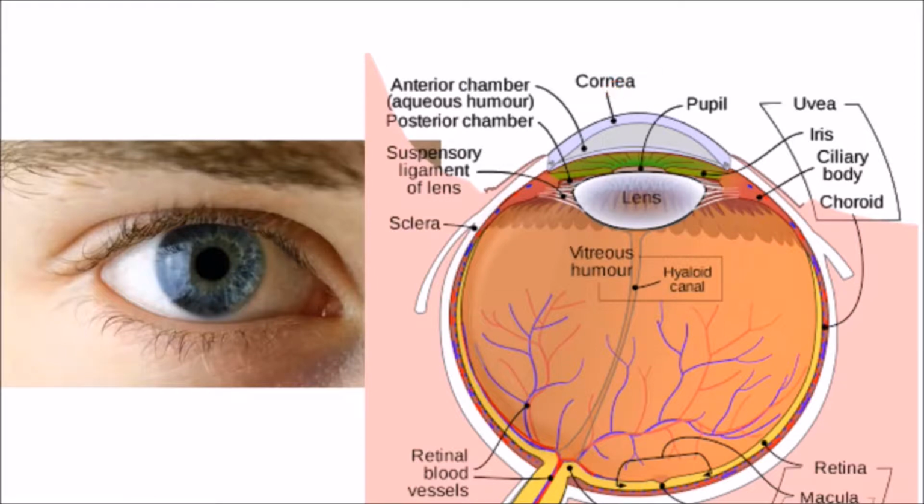Sometimes when we enter a dark room, we are not able to see anything for a few seconds. Why do you think this happens? This happens because the pupil controls the amount of light that enters the eyes.